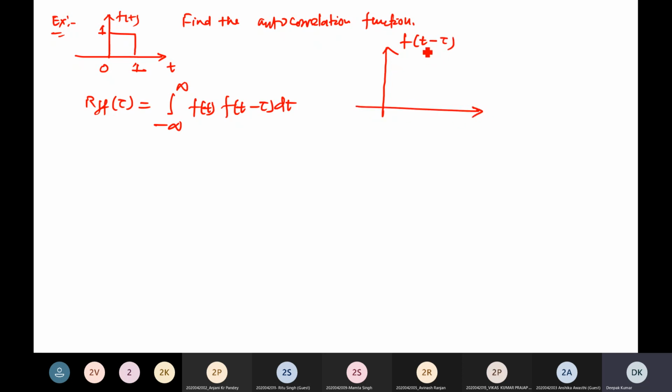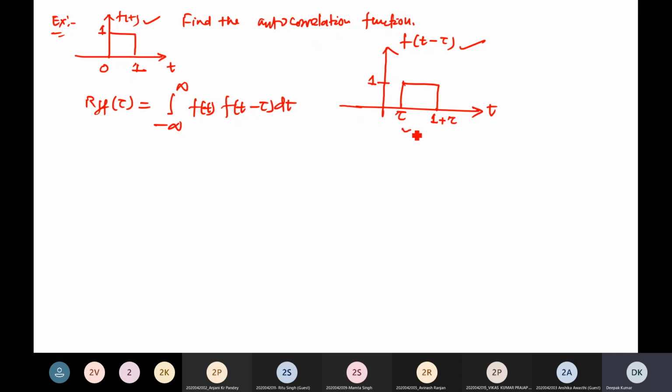What will be the graph of f of t minus tau? It will be a delayed function, delayed like this, from tau to 1 plus tau. Now if you multiply these two functions f of t and f of t minus tau, you can solve this integration. The magnitude of these two functions will be the same, 1 multiplied by 1 is 1, but it will change the limits of integration.